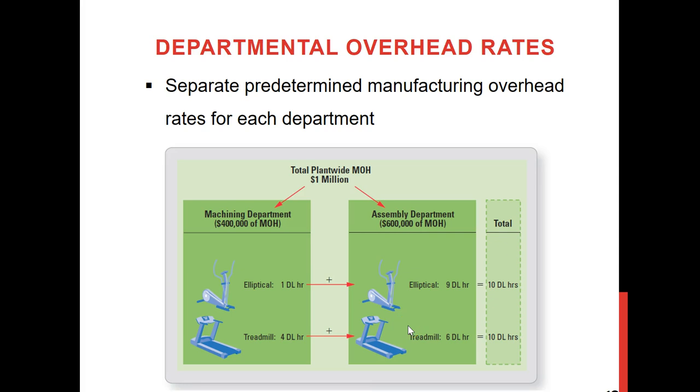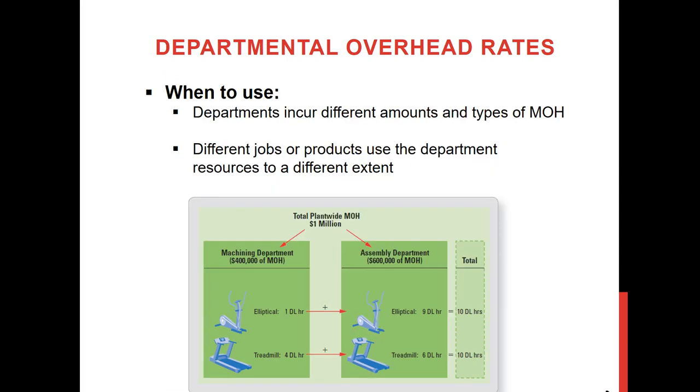So you see that to produce different products, they need to spend different hours in different departments. If we could calculate our overhead rate based on these different departments, it will give us more precise overhead costing, because different products or different jobs actually use different resources.